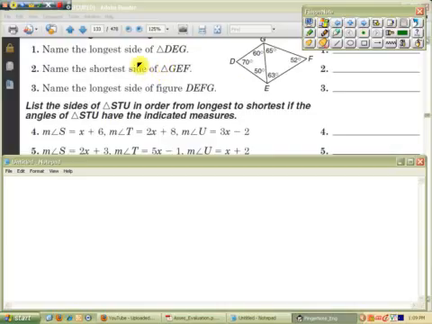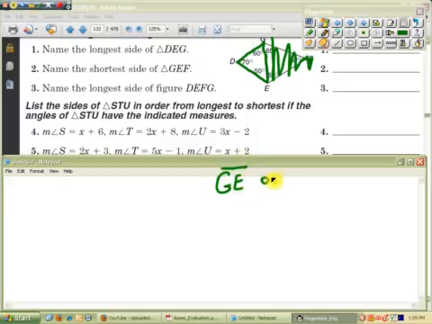Number one, name the longest side of triangle DEG. So they're asking you about this triangle only. Ignore this triangle. Doesn't exist. So in this triangle, the longest side is GE. Okay? Or if you put EG, you are also correct, because it is across from the largest angle. Okay, so GE or EG.